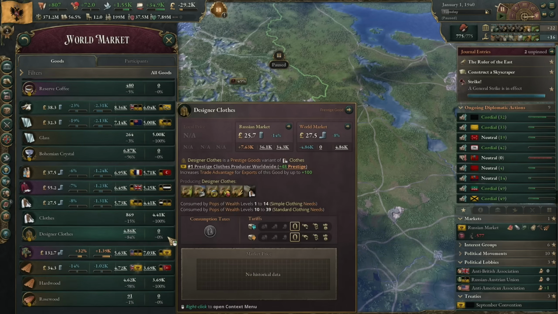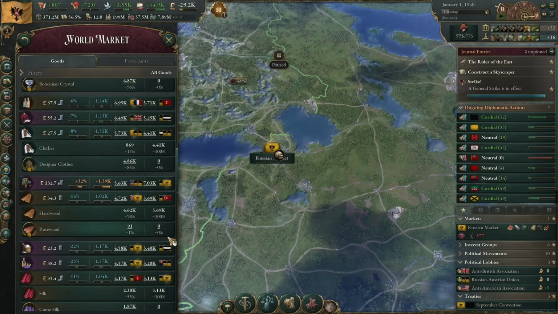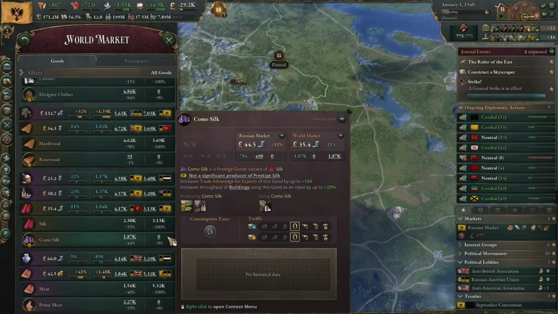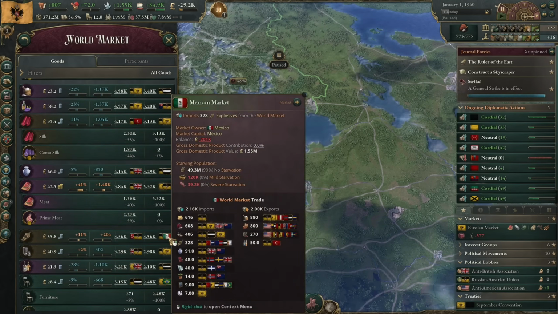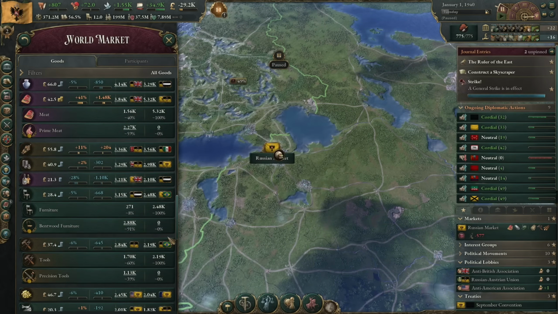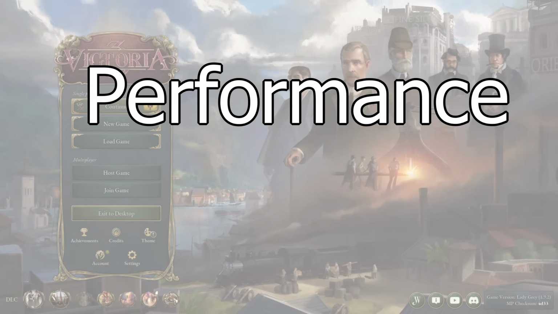And some designer clothes, again Russia. Then there's a little bit of everything. Not a lot of each good, but trade is still happening. So much about the world market.